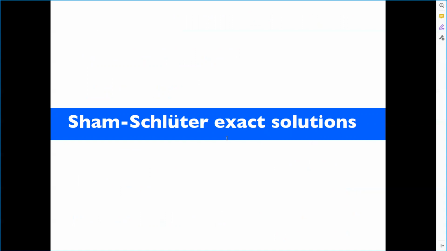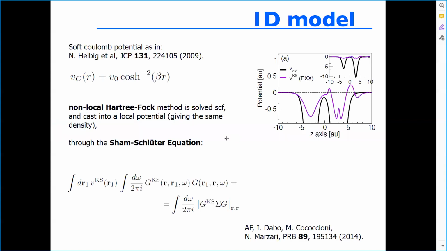discuss this theoretical statement with some numerical examples, and here we perform some Sham-Schlüter solution. So we work with models here, one-dimensional models that are quite popular to validate methods. And typically you want to have a model for interacting particles. So in 1D, you have to change the shape of the Coulomb interaction. So here we use this soft Coulomb.